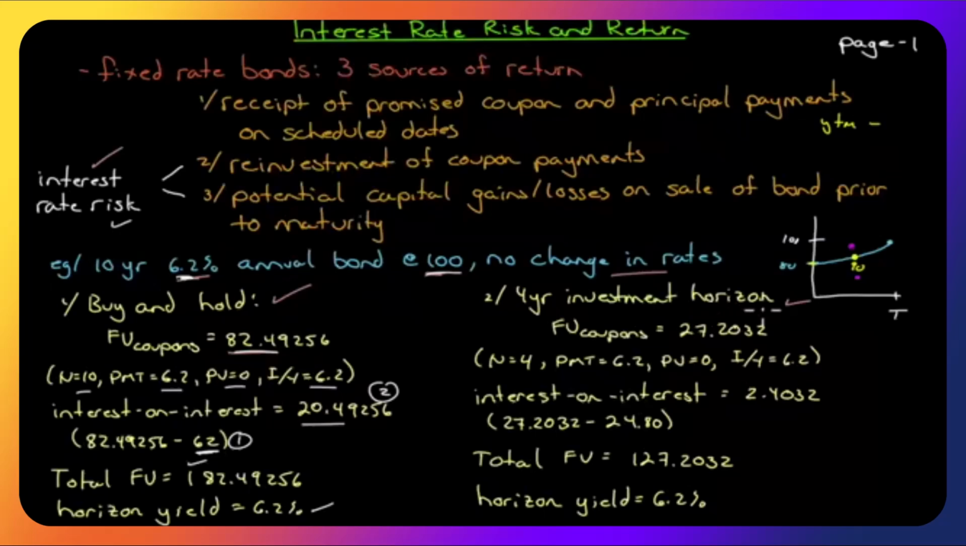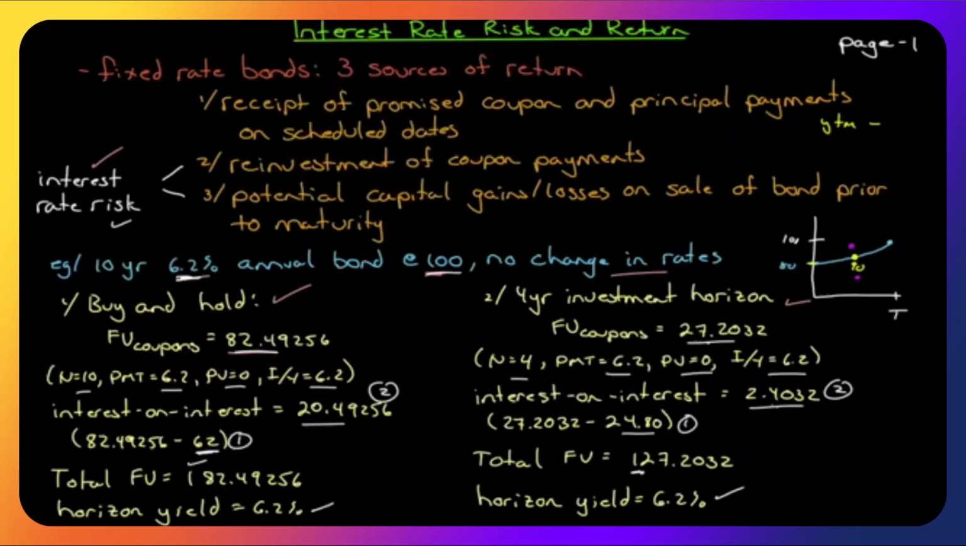If we have a 4-year investment horizon, the future value of our coupons is 27.203. N is 4, payment 6.2, PV 0, your interest rate factor 6.2, compute future value. However, 24.80 was the receipt of the 4 coupons, so the interest on interest component was 2.4032. There's source number 2, there's source number 1, and we're going to assume that we sell it for the same 100 that we bought it. In other words, no capital gain, no capital loss. We sell it for 100. Our horizon yield is 6.2.